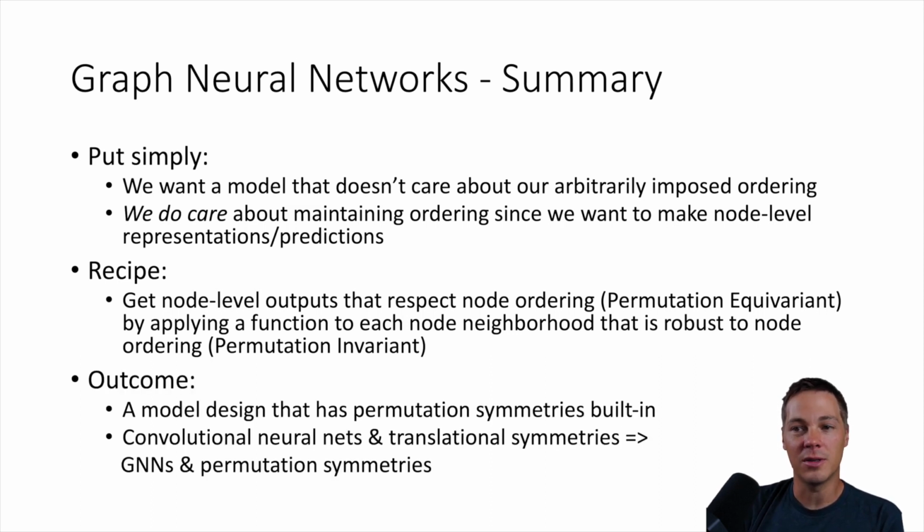So the outcome is we have a model design that has these permutation symmetries built into it. So in the same way that convolutional neural nets have come up with this scheme for building translational symmetry into them by this recipe of scanning a filter across image patches, we have graph neural networks that take advantage of permutation symmetries by mapping these permutation invariant functions to each node neighborhood individually. Sort of like scanning across the image, but we're scanning through every node neighborhood in the graph and applying something that's permutation invariant so that we get our node and neighborhood level representations in a way that's not sensitive to the ordering we applied.